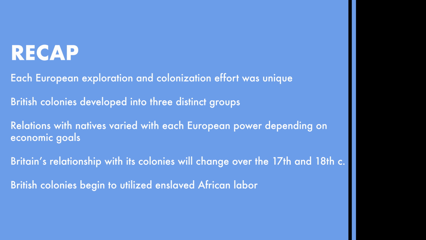Each European exploration and colonization effort was unique, so you need to be able to differentiate what was unique about each one. The British colonies developed into 3 distinct groups: the New England colonies, the Middle colonies, and the Southern plantation colonies. Relations with natives varied with each European power depending on the economic goals. Britain arguably had the worst relationship with them, while some, like the French and the Spanish, intermarried with them.